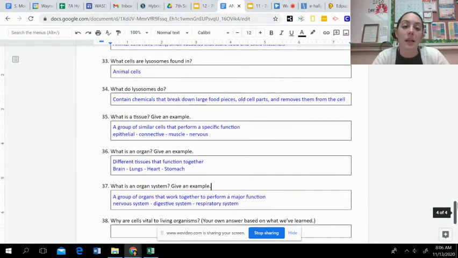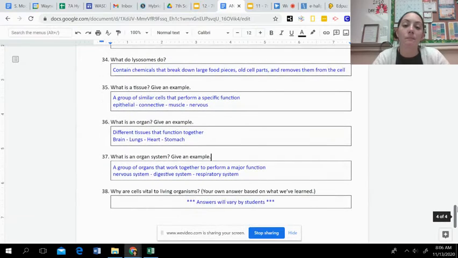Lysosomes are found mainly in animal cells, and they are kind of like the cleanup crew for your cell. So they break down food pieces, they break down old cell parts and kind of clean them up and decompose them.